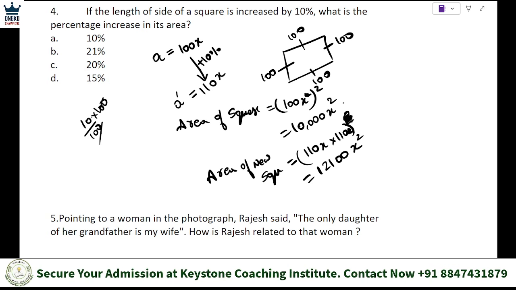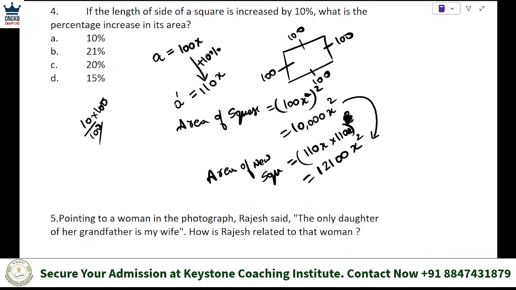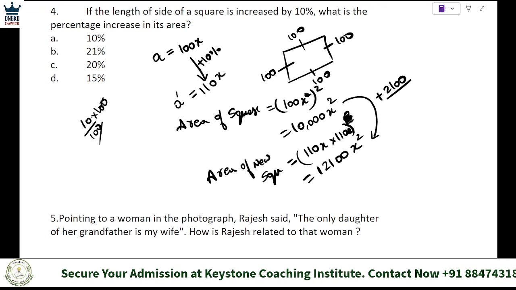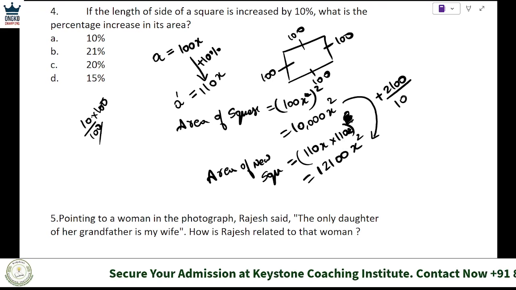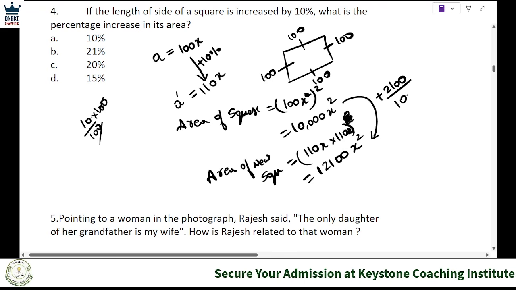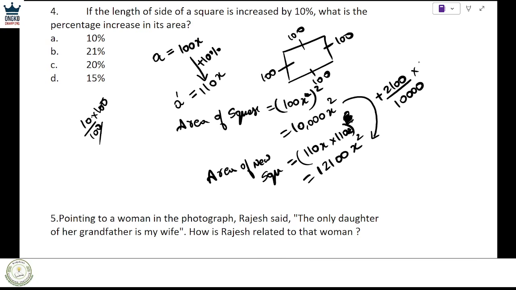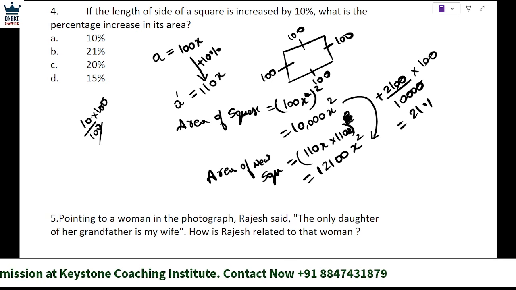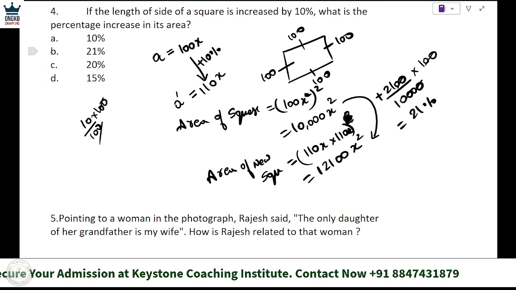Now if we compare it very closely, then the new square is increased by 2100 or not? Yes, so 2100 is what percent of the previous one? So previous one is 10,000. Percentage should you say? So into 100, 20, 20, 20, 20. So this will be increased by what? 21%. For which the answer is B.